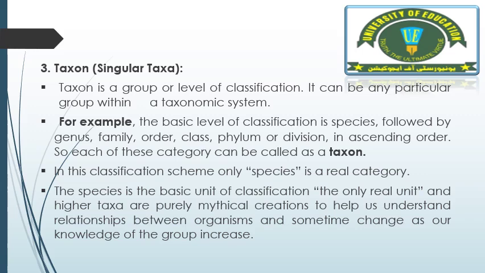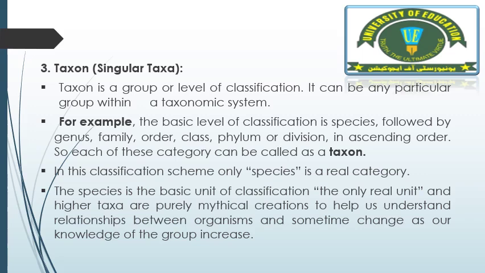The basic level of classification is species, followed by genus, family, order, class, phylum, or division in ascending order. So each of these categories is called a taxon. Here you can see in the picture that each category is called a taxon. In this classification scheme, only species is a real category. The species is the basic unit of classification, the only real unit, and higher taxa are purely mythical creations to help us understand relationships between organisms.